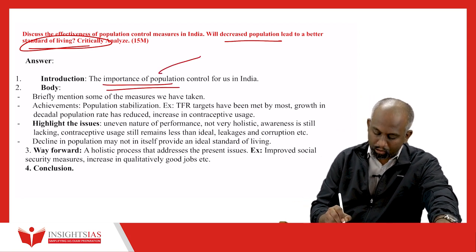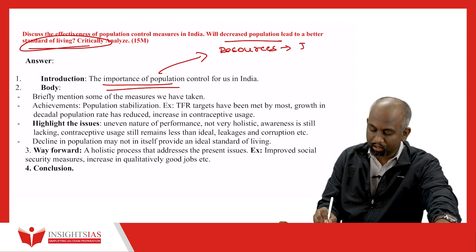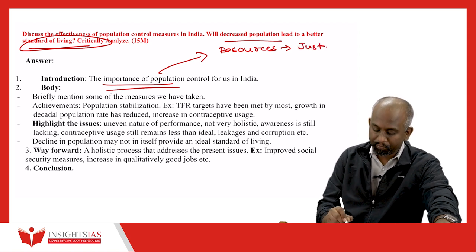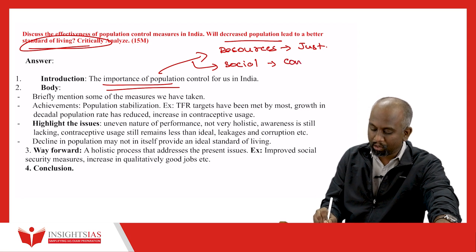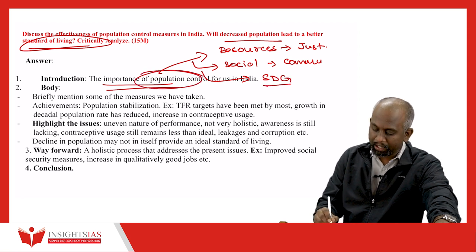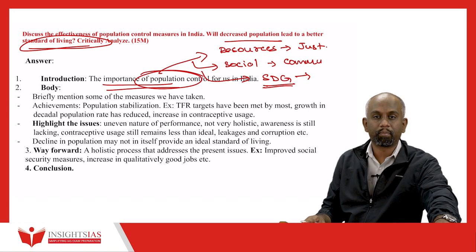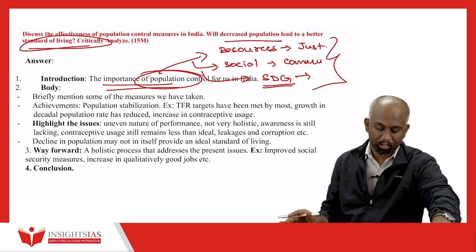Until and unless we control population, we will not be able to manage the resources that we have and distribute them in a just manner to our population. If we don't do this in a just manner, there is all the probability that social frustration and pressures might increase, and this might lead to communal tendencies. All right. Another alternative introduction is, until and unless we control our population, meeting some of the goals of sustainable development will be difficult, right? Any of the methods you can go ahead with, okay?